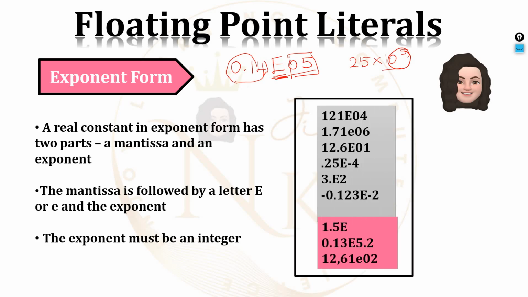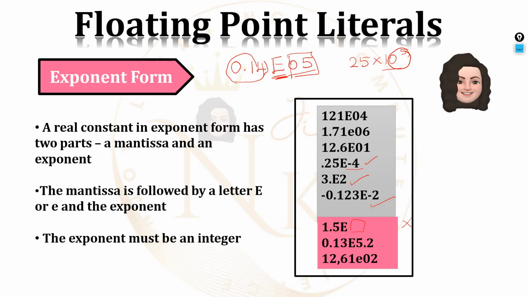Okay. Now you can see the example 121E04. Here the exponent is an integer, so it is valid. 1.71E06, it is valid. 12.6, okay, valid. In an exponent you can have a positive or negative integer, so this is also valid. 3.E2 is also valid. Now 1.5E is invalid because there is no exponent given here.